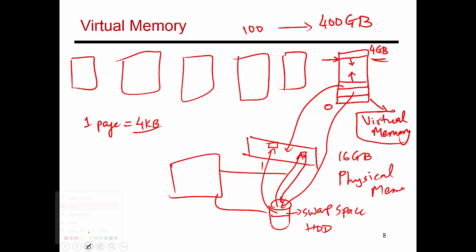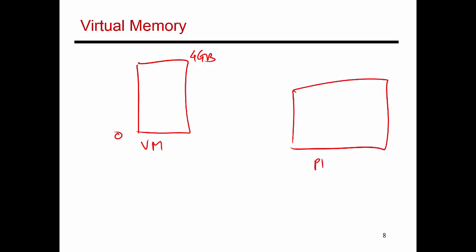Okay, so let me clear the screen out. Let me draw this out one more time. So here's a program's virtual memory. And like I said before, it goes from 0 to, say, 4 gigabytes. And here's my physical memory. And that could have a capacity of, let's say, 16 gigabytes with a large backup space in the hard disk drive.